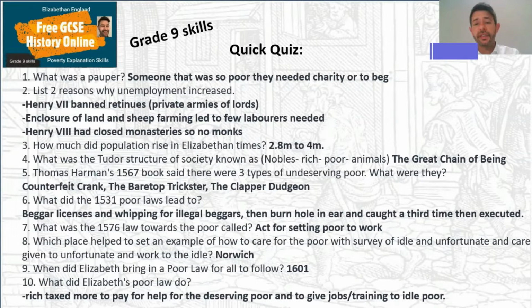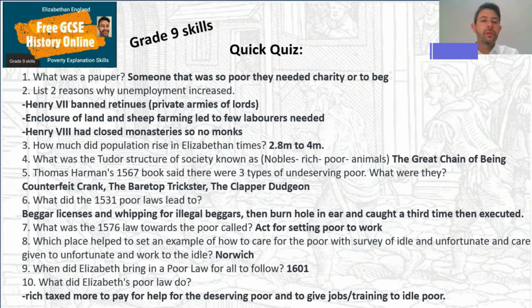Thomas Harman's book from 1567 is really quite important. He categorized 3 types of undeserving poor. And what are they? Well, we've got the counterfeit crank, the upright man, the bare-top trickster, and the clapper dudgeon. So we've got the idea of the counterfeit faking to be poor to earn money, the bare-top trickster with the criminal gangs tempting the person with maybe the naked lady tempting the people, and then obviously they get beaten up. We've got then we're looking at things like faked illnesses and fake madness like Tom of Bedlam as well to consider.